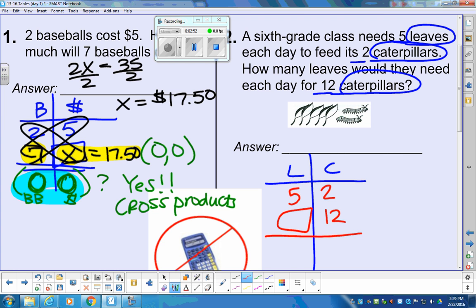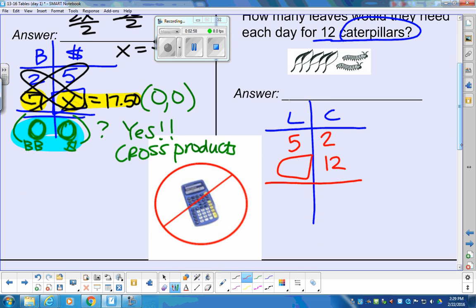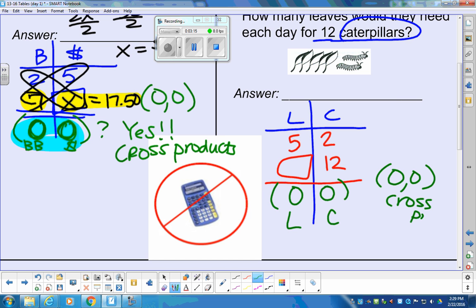That's the setup. The question though really is, is it proportionate? If it's proportionate, we can take cross products and go back to 7th grade math. 0, 0 is the question. Does this go through 0, 0? Is it true that if I have 0 caterpillars, I need 0 leaves? Well, yeah, if I don't have any caterpillars, I don't need any leaves. So if it goes through 0, 0, then we can take cross products.